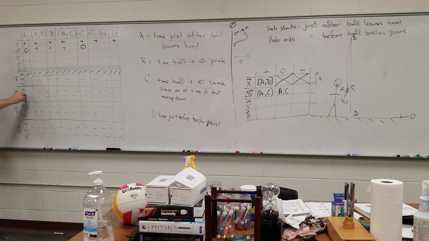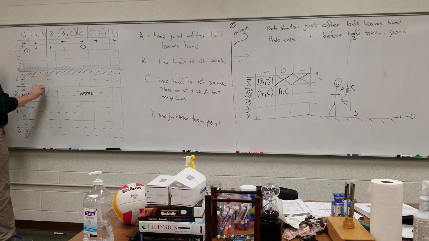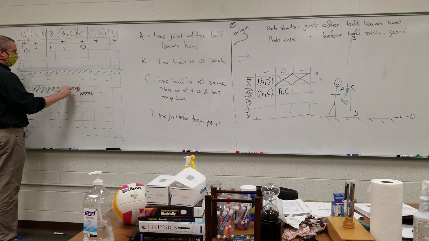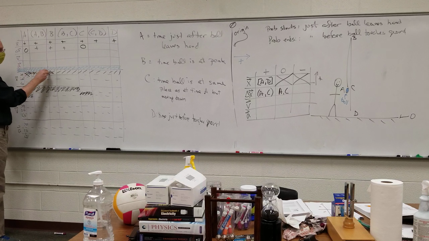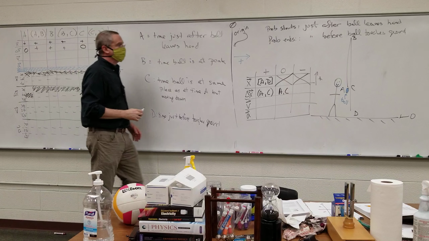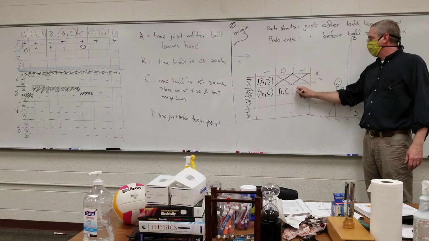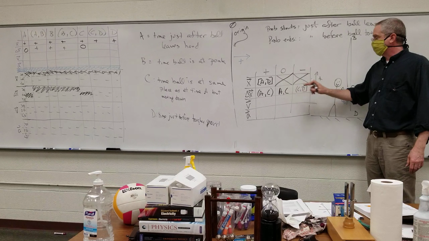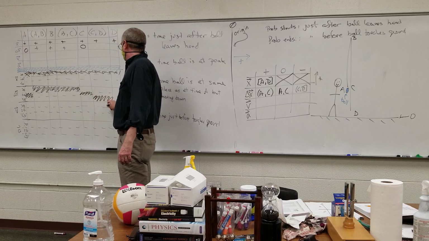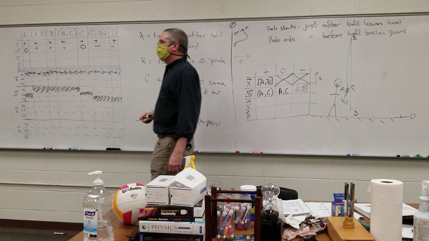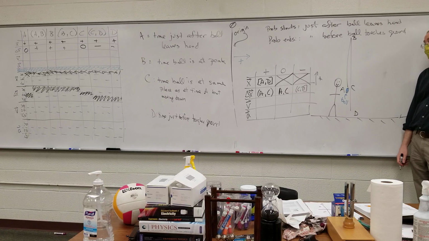Down here, it is zero at A. And then negative when it's below the starting point. So C to D includes D, but not C. Why does it include D? Because it didn't touch the ground yet? Right. Even if it touched the ground, that's still below the starting point.